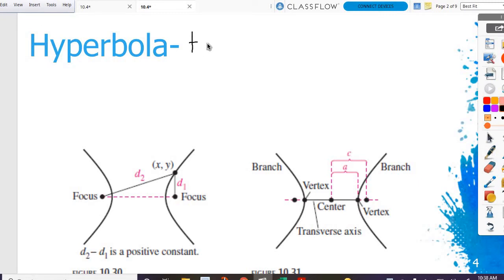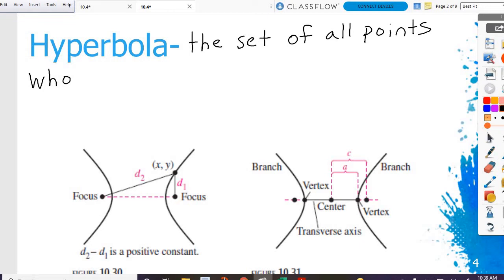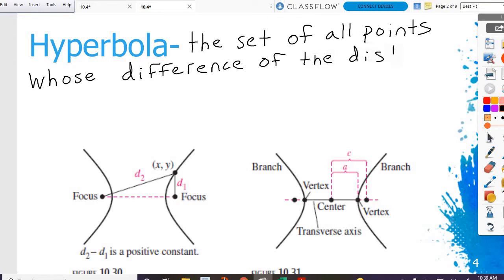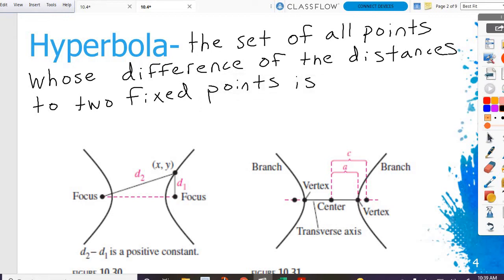So it is the set of all points whose difference of the distances to two fixed points is constant.